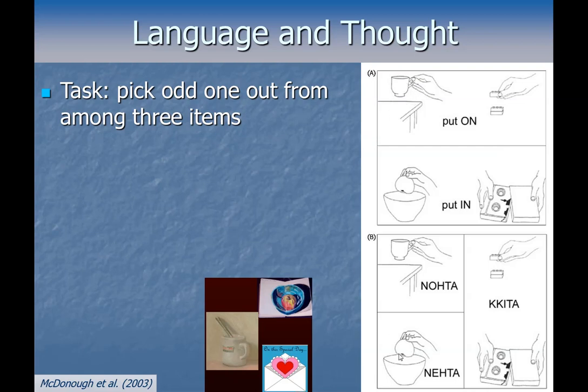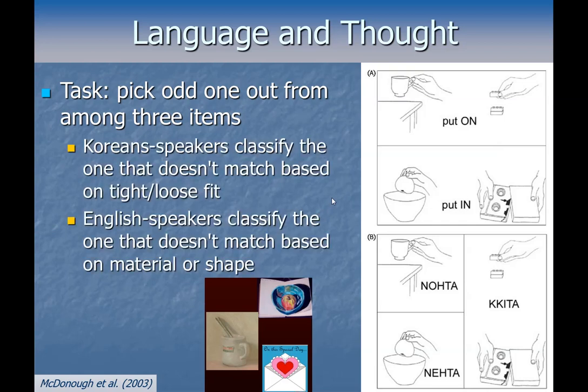So that linguistic difference in terms of how these things are talked about, the question is, does that affect how we think about those objects? And it turns out it does. It seems to. So Korean speakers classify the one that doesn't match. Remember, in this task, you're just picking the odd one out that doesn't match among three items. They tend to classify the one that doesn't match based on the tight or loose fit distinction, right?